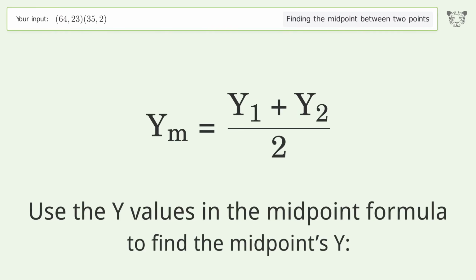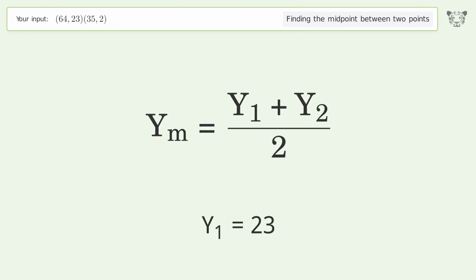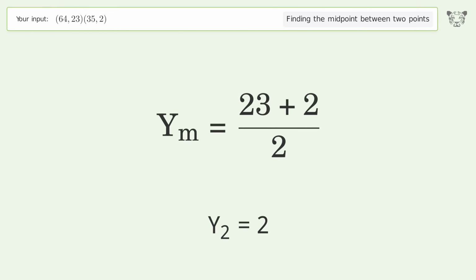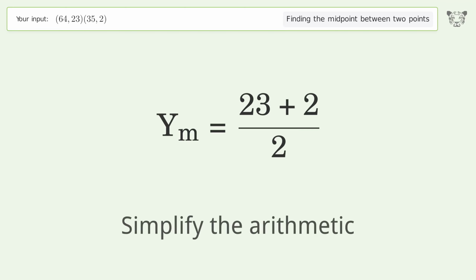Use the y values in the midpoint formula to find the midpoint's y. y1 equals 23. y2 equals 2. Simplify the arithmetic.